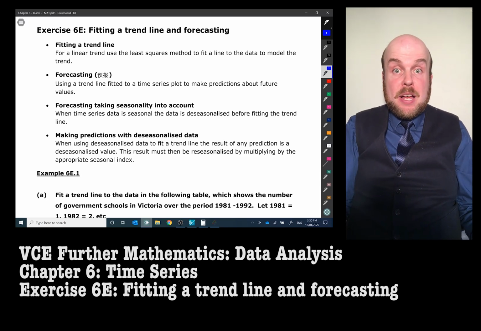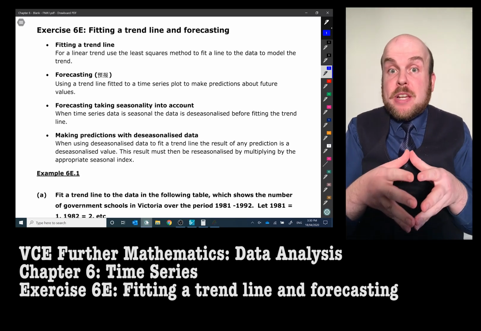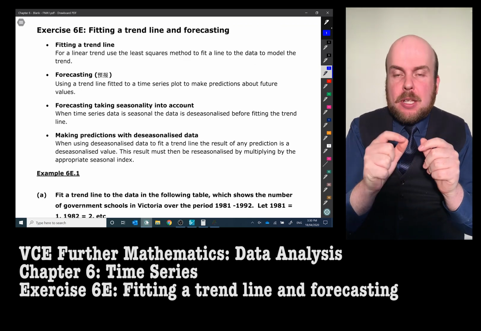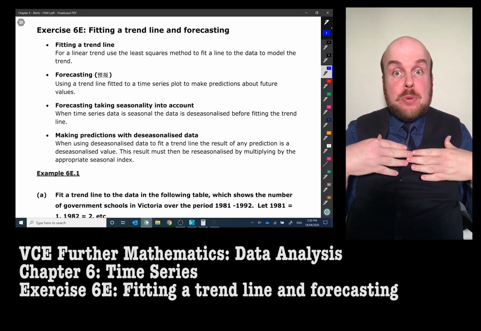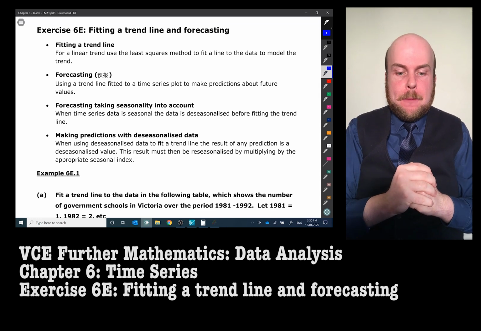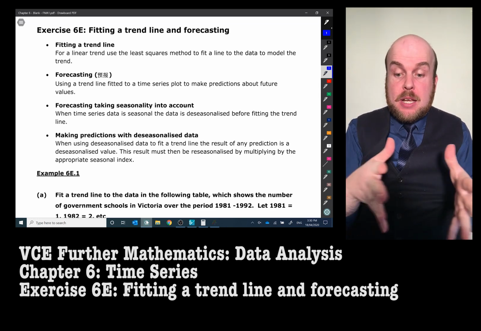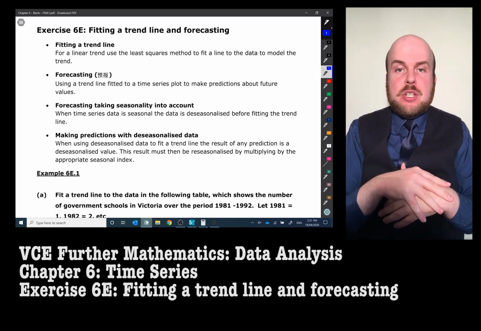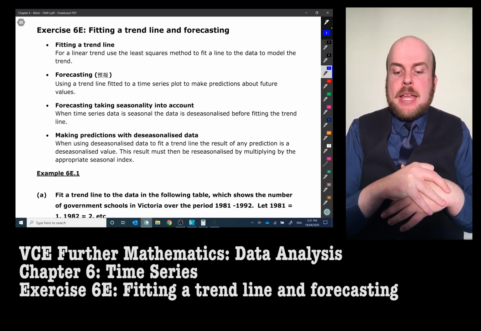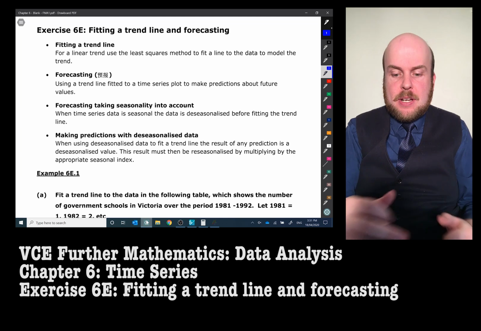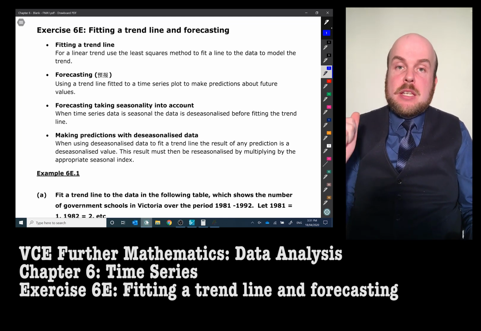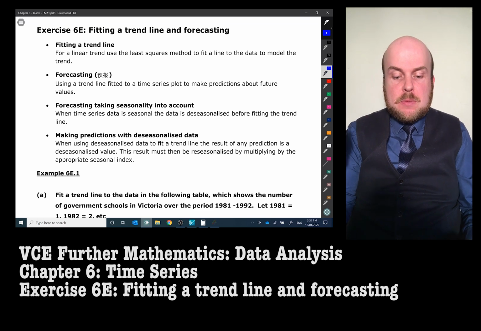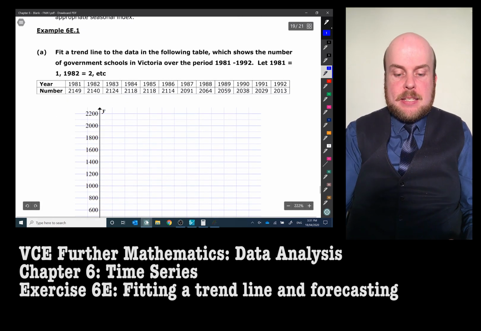In this last part of chapter 6, what we're going to do is try to fit a trend line, or a line of best fit if you like, very similar to a regression line, and use it to predict things as well. So we're going to fit a trend line by using the least squares regression model that we've done previously in chapters 3 and 4. And then we're going to use it to predict things outside the data set. We're going to need to be able to do predictions where we've taken seasonality into account, but also with deseasonalized data.